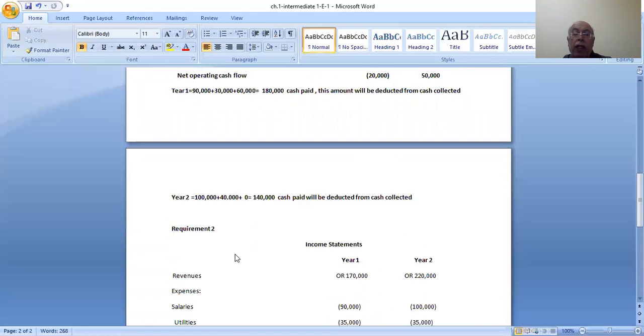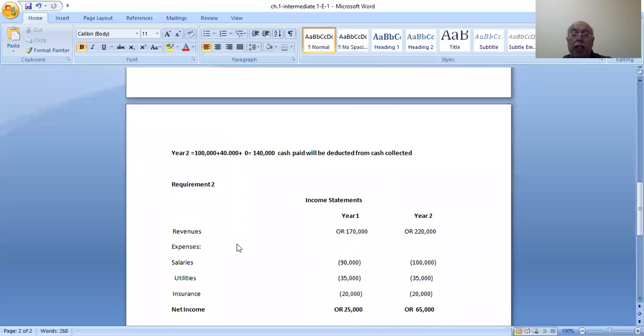This is requirement one, and in requirement two they ask how to prepare the income statement. It's easy. We have 3 columns: the first column for the items or accounts, the second column for year one, and the third column for year two. Revenue is the amount billed. Here we are applying accrual accounting. We are not looking at how much we collected, but at how much revenue and how much expenses. They mention salaries, paid in cash, 90,000 and 100,000.